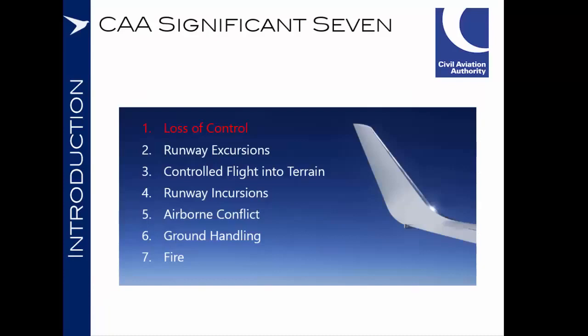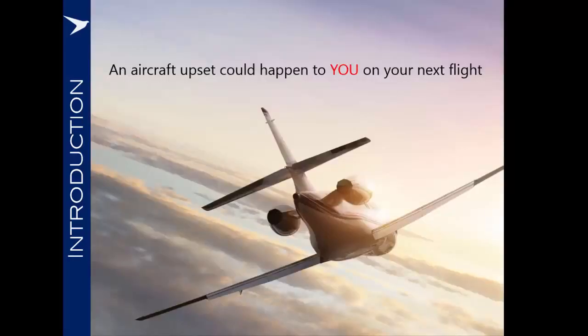The Civil Aviation Authority of the UK identified 7 greatest risks to aviation. They identified loss of control in flight as their number 1 priority. Most significantly, though, it should be identified that an aircraft upset could happen at any time. It could happen to you on your next flight. By being part of this program now, you're leading the curve and taking your fate into your own hands, enhancing the likelihood of your survival and that of your passengers and crew.